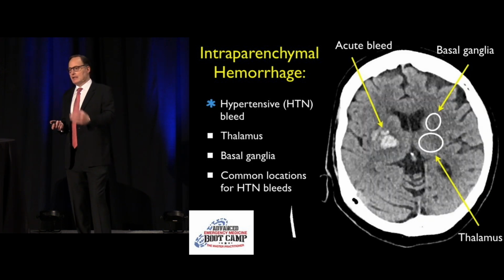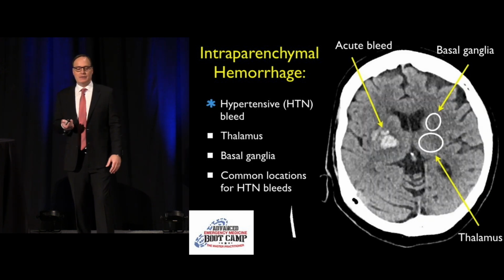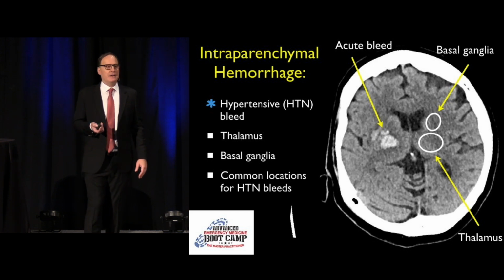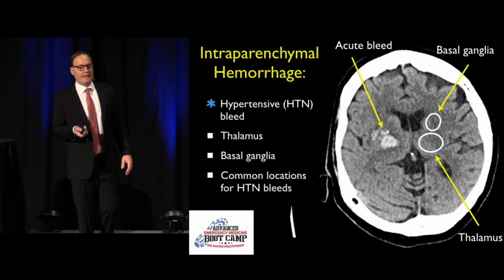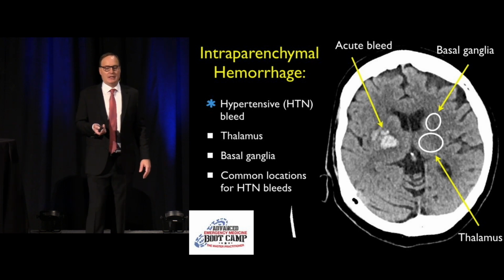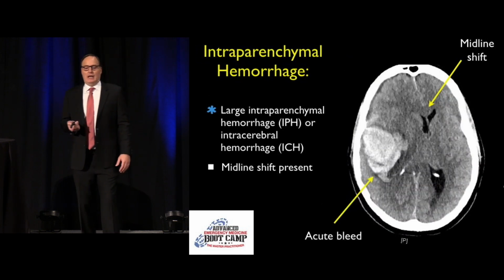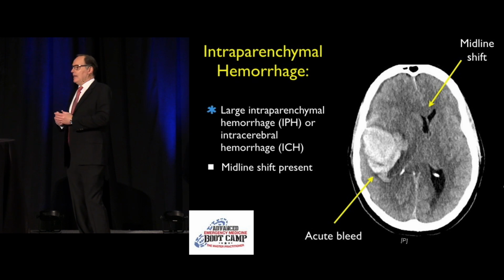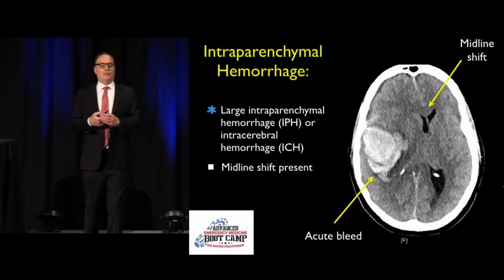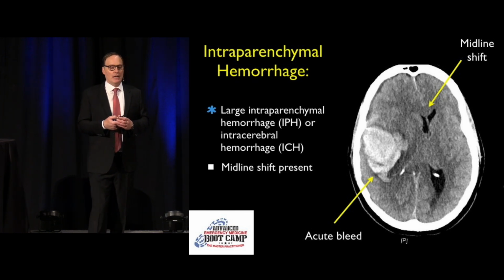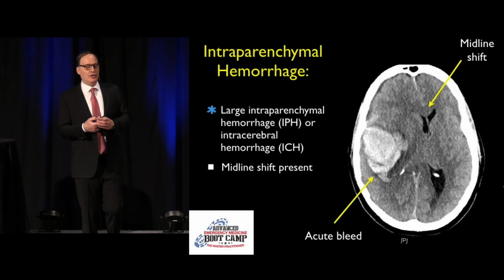Here's another one that's pretty classic for hypertensive bleed. So if we saw this one, we would say, I think this might be a hypertensive bleed. Look at the history a little bit more closely. Here you can see a very bad bleed. This is a very large intraparenchymal hemorrhage, or intracerebral hemorrhage.